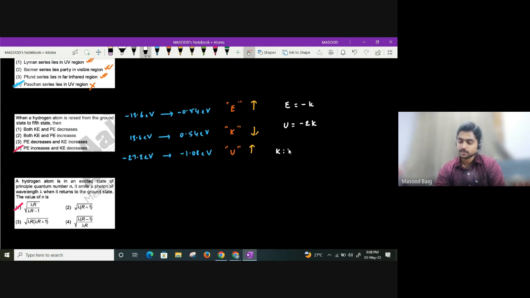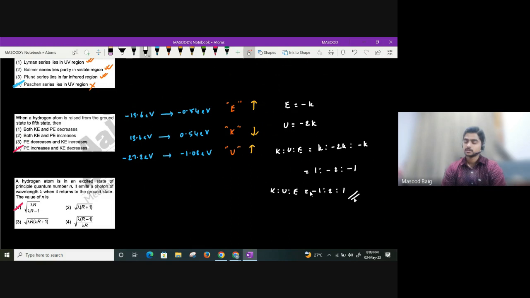So if they ask you to find the ratio of kinetic to potential to total, kinetic energy you can write as K only, potential is minus 2K, total is minus K. So I'll get it as 1 is to minus 2 is to minus 1, or I can write minus 1 is to 2 is to 1. This will be true for all the bounded systems, guys. Whether you take a planet sun system, a satellite earth system, or an electron nucleus. So this ratio will always remain constant. Kinetic energy to potential energy to total energy will always be minus 1 is to 2 is to 1.